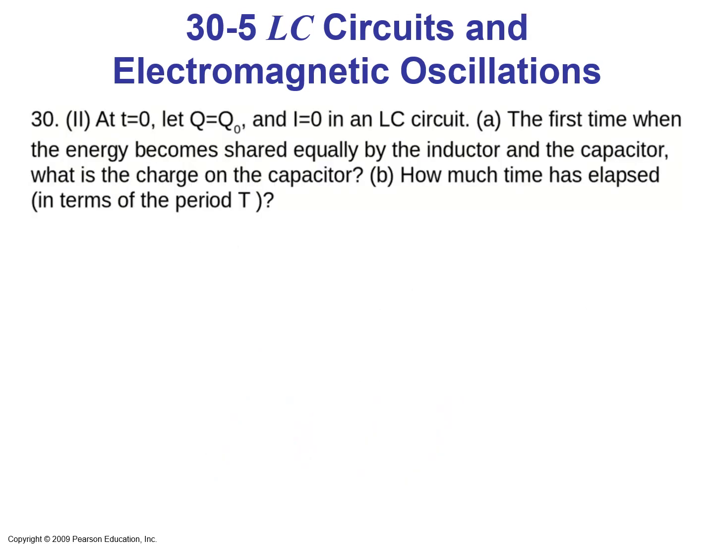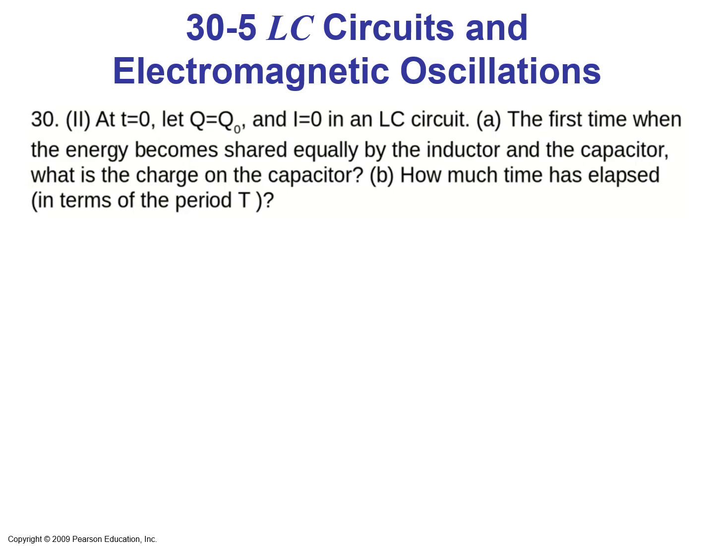Alright, let's look at problem number 30 in the book as an example. At t equals 0, let Q equal Q naught and I equals 0 in an LC circuit. A asks: the first time when the energy becomes shared equally by the inductor and the capacitor, what is the charge on the capacitor? And B asks how much time has elapsed in terms of the period T.